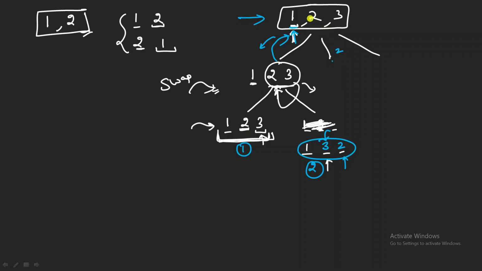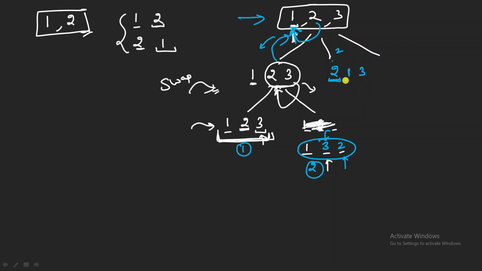So what I am saying is, 2 can come at this position, so I am actually swapping 1 and 2. I am saying, 2, please come at the first position. This is another way. So I can fix 2 at the first position, and 1 will come here. Please leave the rest untouched. So now here 2 is fixed.